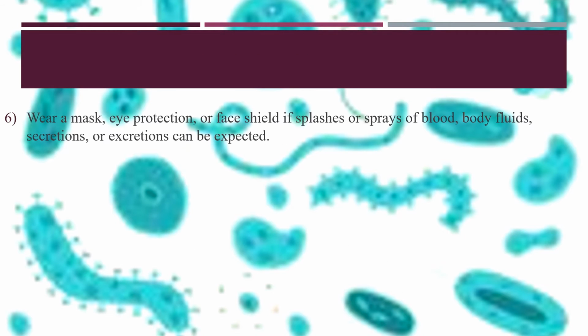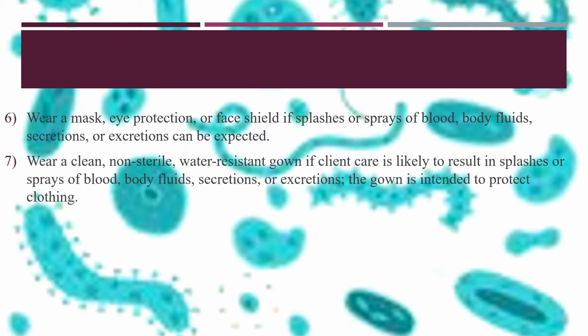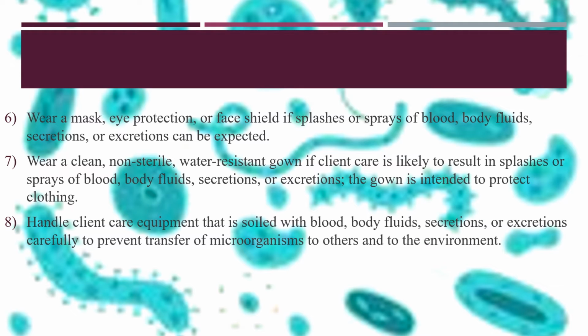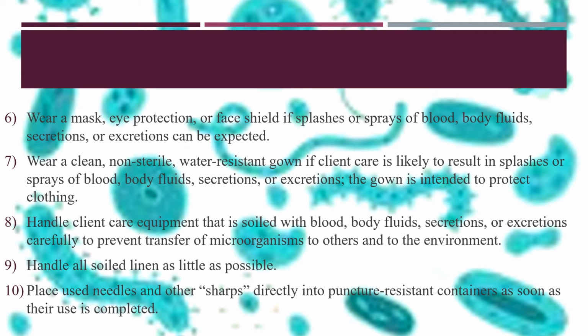Wear a mask, eye protection or face shield if splashes or sprays of blood, body fluids or secretions can be expected. Wear a clean, non-sterile, fluid-resistant gown. The gown is intended to protect clothing. Handle client care equipment that is soiled with blood and other fluids to prevent the transfer of microorganisms to others and to the environment. Handle all soiled linen as little as possible. Place used needles and other sharps directly into puncture-resistant containers as soon as their use is completed.